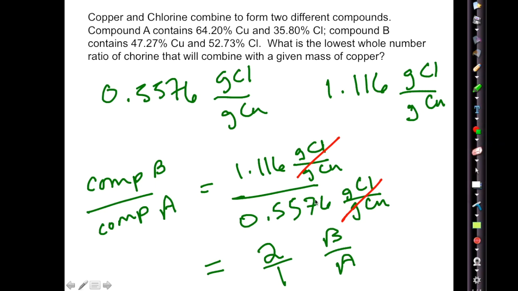If we had set up the reciprocal ratio, we would have gotten a 1-to-2 ratio, which is still a simple whole number ratio. I like to put the larger of the two mass ratios in the numerator. Okay, so that's a law of multiple proportions calculation.